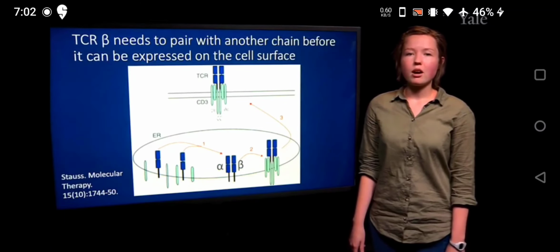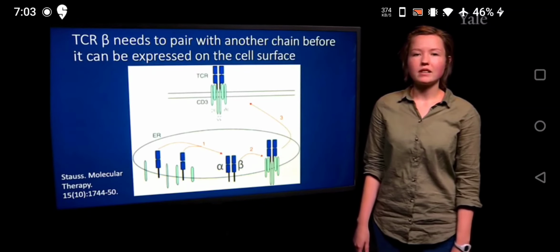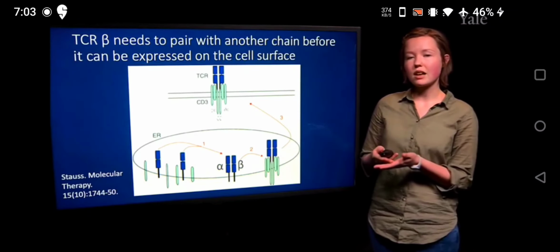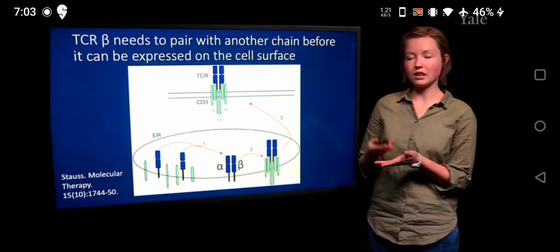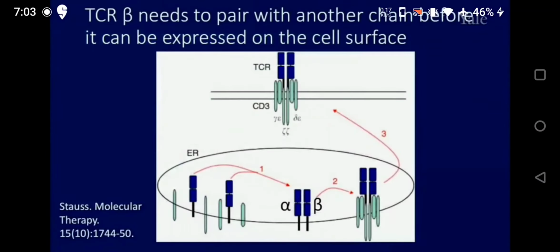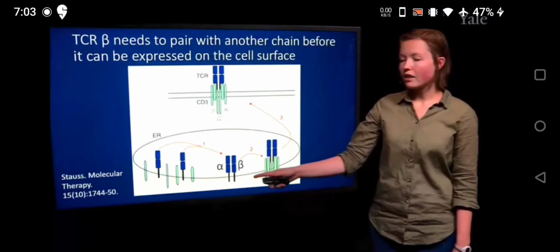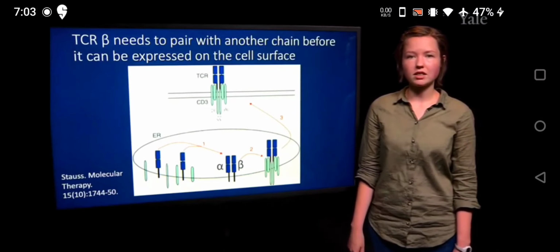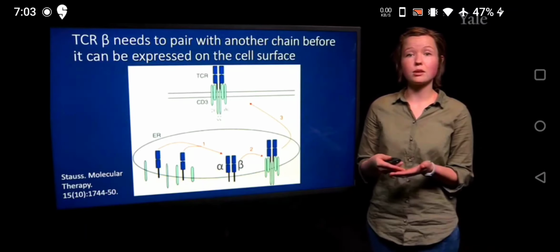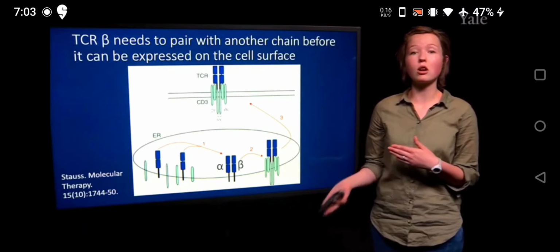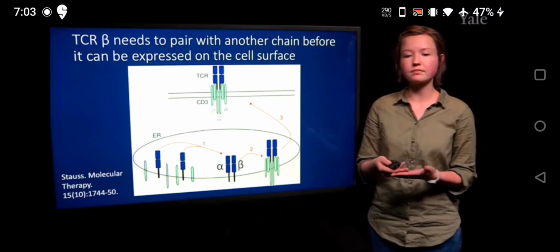If you remember from our lecture on B cell development, these receptors are not actually able to leave the ER and move to the cell surface unless they have been paired with their cognate chain. And this is no different for T cell receptors. So normally, before a T cell receptor is able to move to the cell surface, the alpha and beta chain need to be paired together. This provides stability to the protein and allows it to no longer be retained within the ER and move to the cell surface.